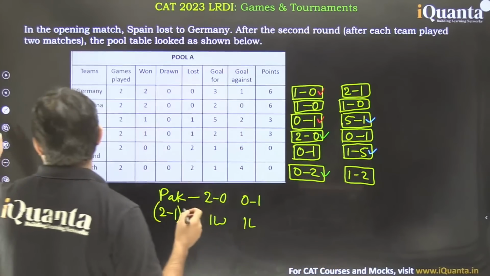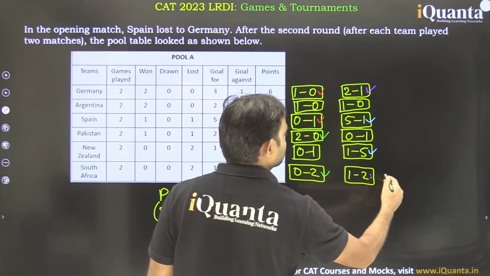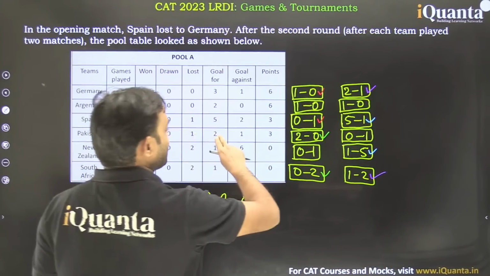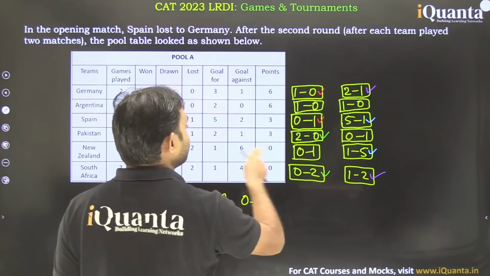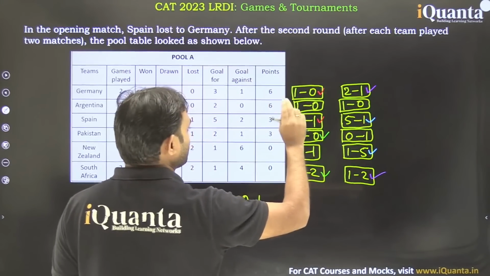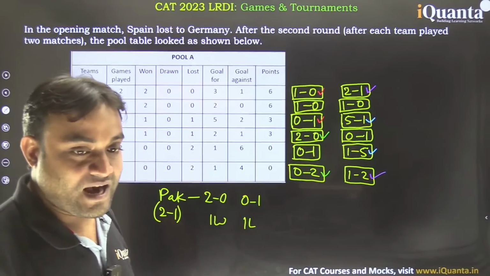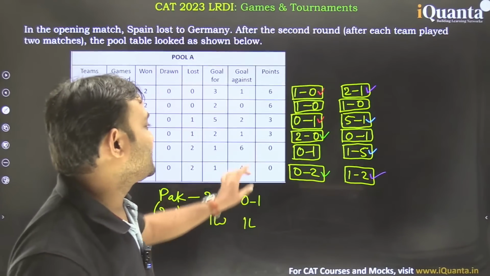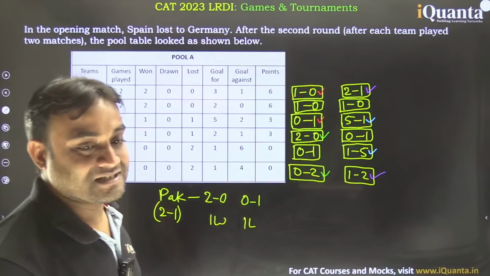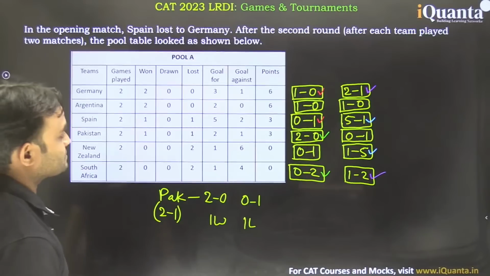And there is only one score line that says 1-2, which is Germany versus South Africa. Now we are left with Pakistan and New Zealand. Argentina versus Pakistan is also possible, and Argentina versus New Zealand is also a possibility. So at this time we cannot say anything about the rest of the two matches. Okay, so this case is correct. Now we can solve the questions. Let's see.